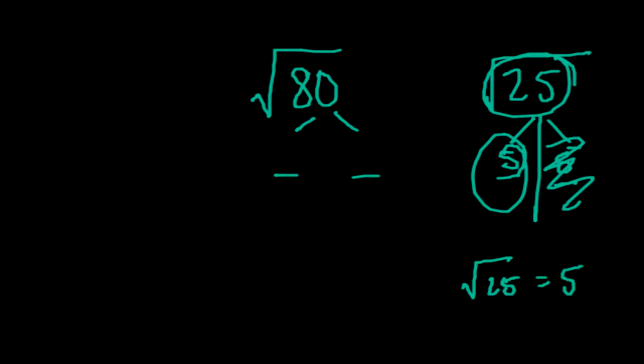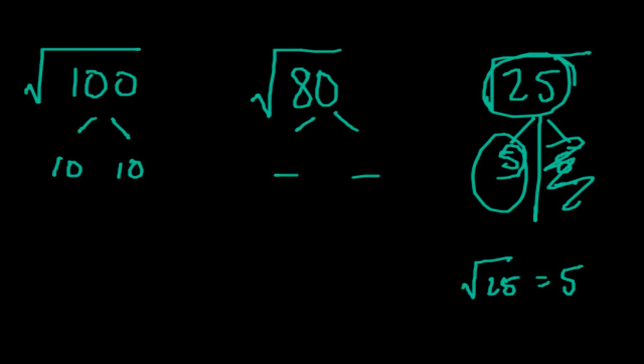This works for anything, even the square root of 100 over here. We could say that the factors are 10 times 10, but I want us to think about what we call prime factorization, which is breaking it down into the smallest pieces possible. Like 10, we could break it into 2 times 5, and the same thing here. 10 could be 2 times 5.